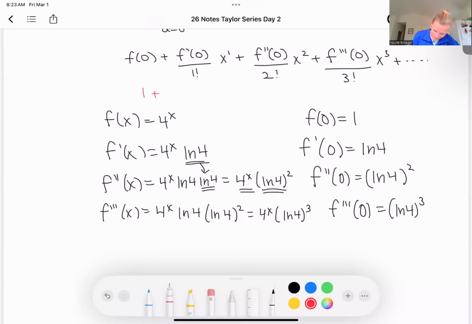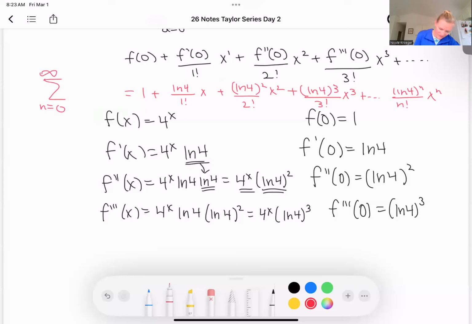So let's go back up and plug things in. We're going to have 1 plus ln of 4 over 1 factorial times x to the first, plus ln of 4 squared over 2 factorial x squared, plus ln of 4 cubed over 3 factorial x cubed. The general term then will be ln of 4 to the n over n factorial x to the n. And if we want to write that in summation notation, our summation starts at 0, and we just stick that general formula in there. Okay, and now I asked you to find the radius of convergence as well, which is why it was good to get a general term.